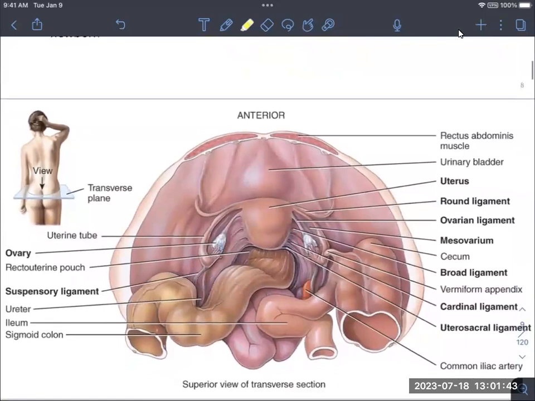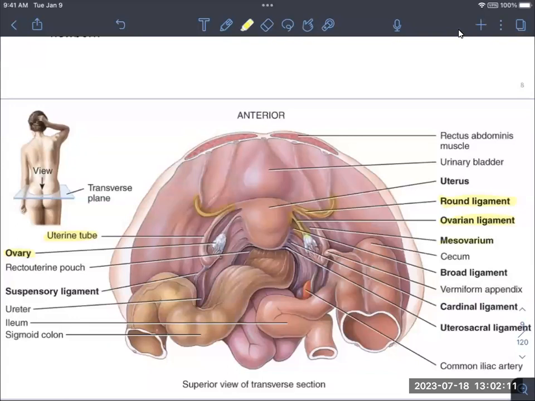So here we can see a slice again. Right through the middle, we see these ovaries in white. Here we can see that uterine tube that is connecting the ovaries down to that uterus. We can see this round ligament through here. We have this ovarian ligament through here that is helping to hold these ovaries to this uterus.